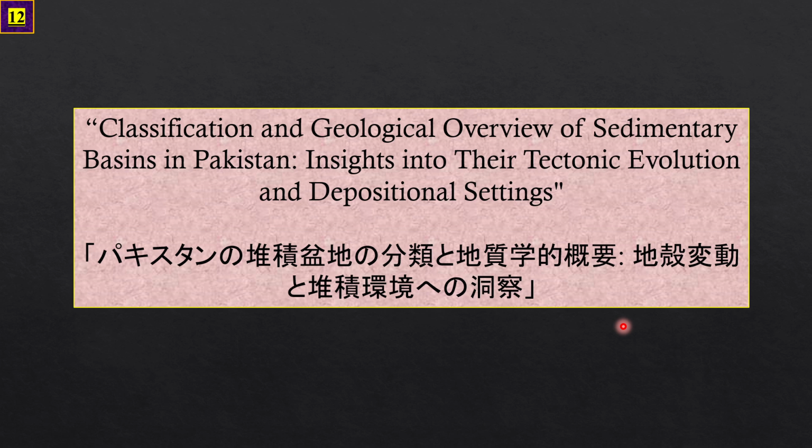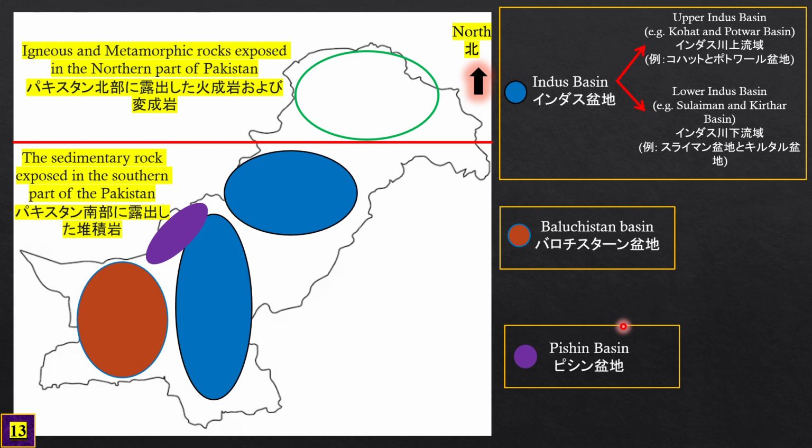Now the classification and geological overview of the sedimentary basins in Pakistan, their tectonic evolution and depositional setting. In Pakistan we have different basins like the Indus Basin, with the upper and lower Indus Basin, and the Balochistan Basin. In the upper basin are the Kohat-Potwar Plateau and the Sulaiman-Kirthar Basin. In these basins you see the sedimentary package exposed from Precambrian to recent, but in the northern direction you see igneous and metamorphic rock exposed.